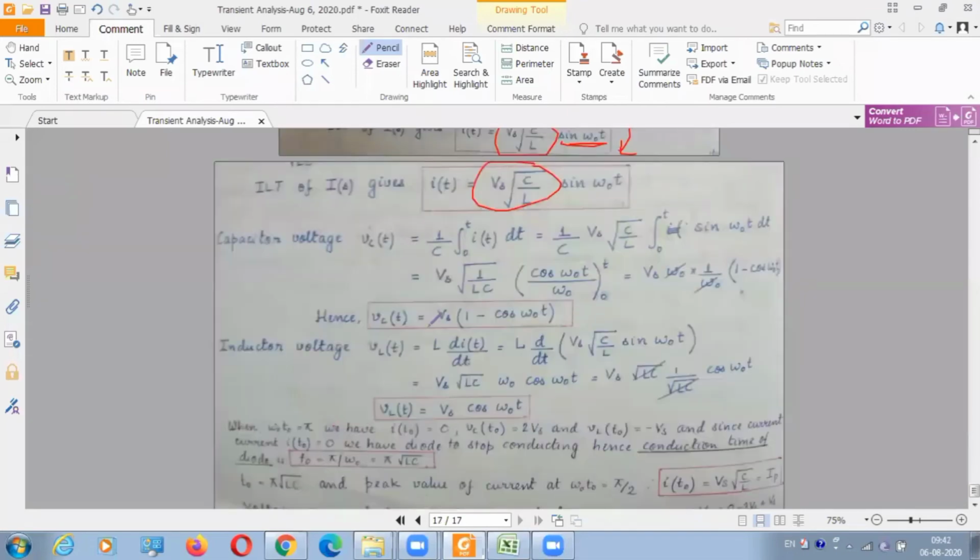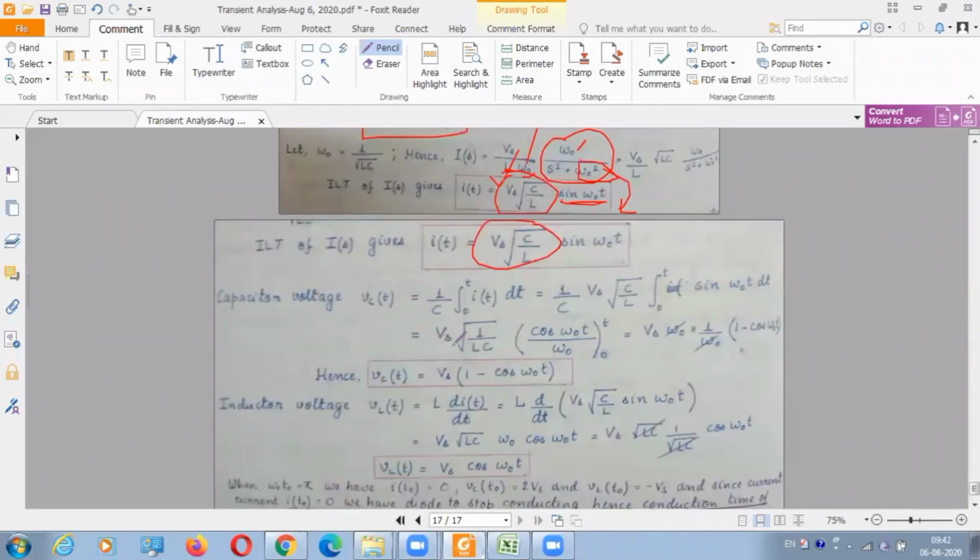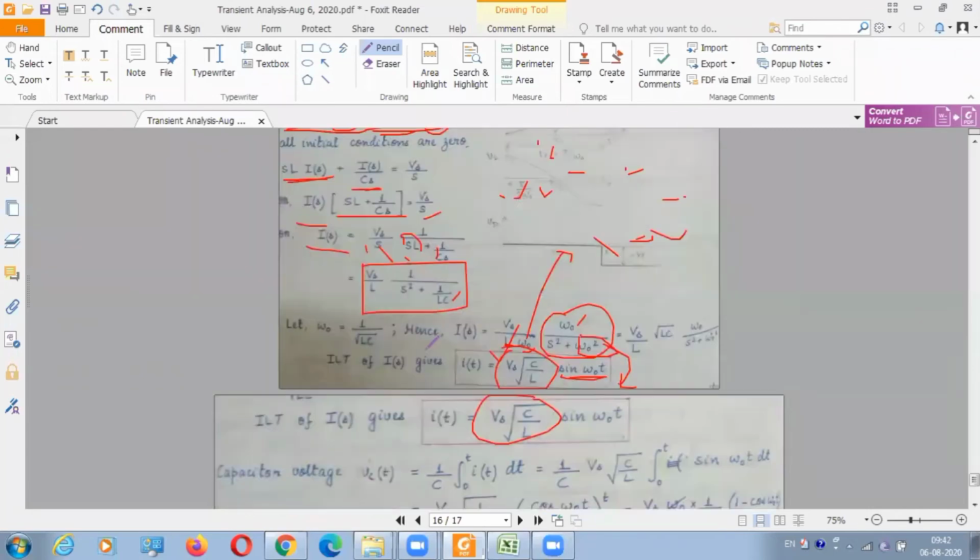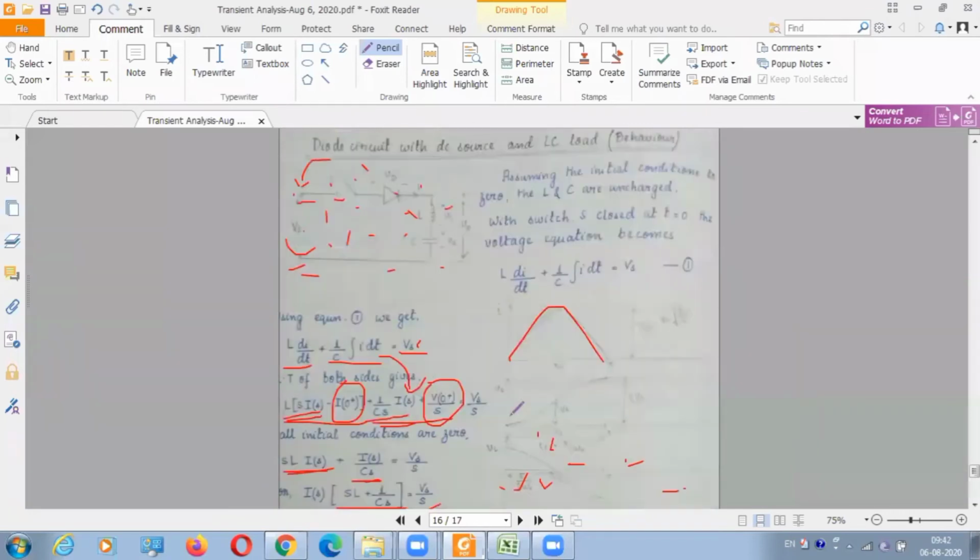Next, I'm jumping into capacitor voltage. If you integrate it, you will get this function. Not going into integration: 1 by C integration of i(t) dt, you know capacitor voltage. In a series circuit the same current will flow. Substitute your i(t) over here and integrate it, you will get this equation. So 1 minus cos omega t. If you put t equal to 0, starting condition, cos 0 is 1, so 1 minus 1 becomes 0. So VC starts from 0.